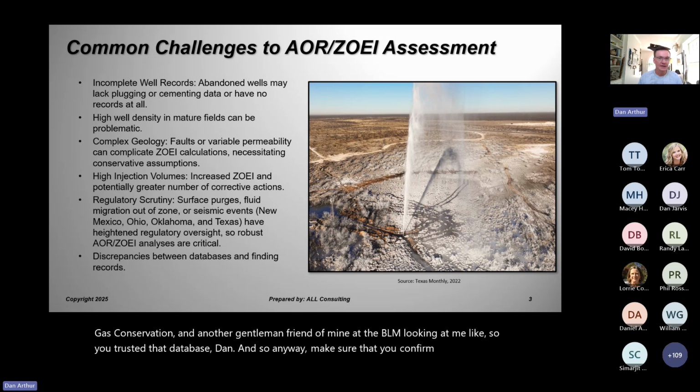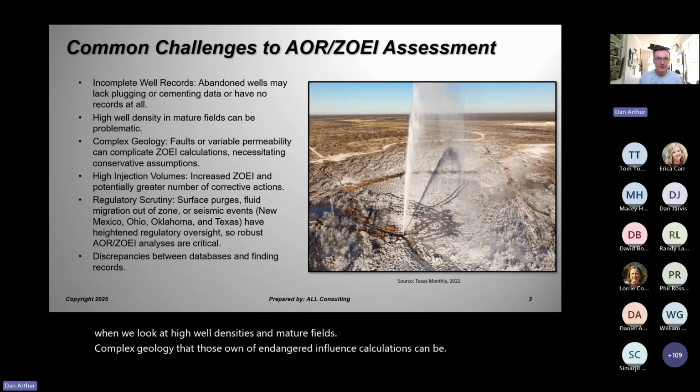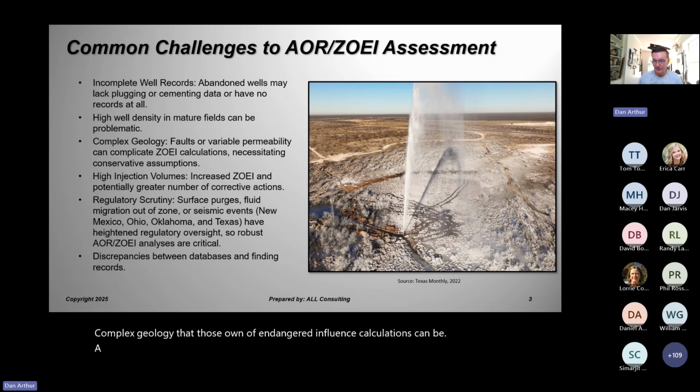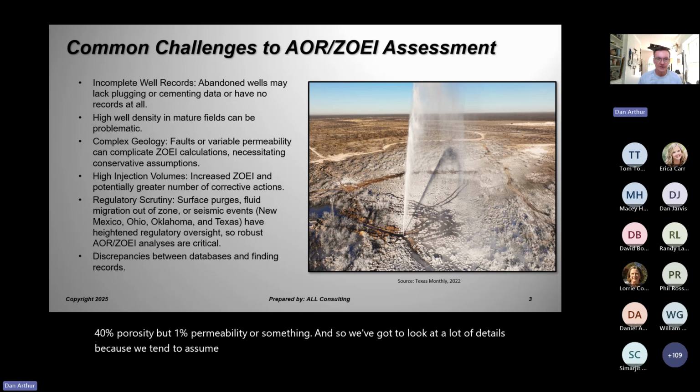I'll also say that when we look at high well densities and mature fields, complex geology, those zone of endangering influence calculations can be a challenge. And, like if you look up here just in Osage County, we may have formations that have 40% porosity, but 1% permeability or something. And so we've got to look at a lot of details because we tend to assume things in equations that things are consistent and normal and all that, but oftentimes they're not.